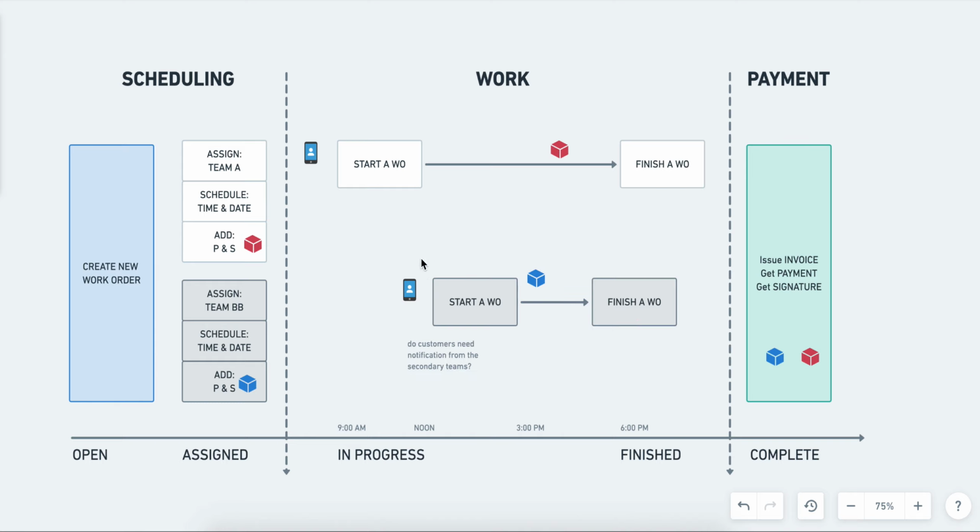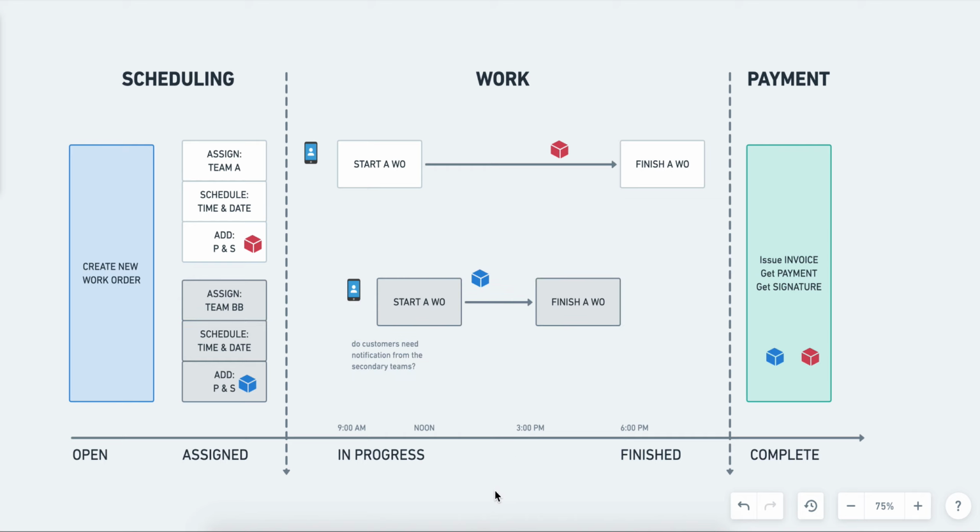So far it seems like we could do something like this, but what we need to consider, and this is why I'm making this video, is that the start of a work order by any team could change the status of the work order from assigned to in progress. However, it should only be finished when both teams are finished.